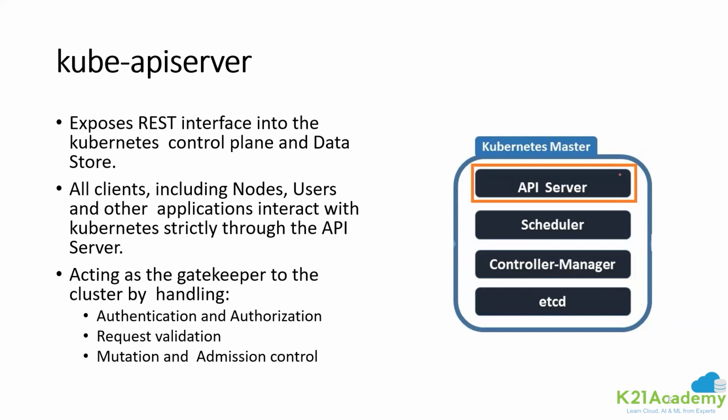It also helps in mutation and admission control, the governance, to have good governance at the cluster level, to maintain the standards: what you can deploy, what you can't deploy, from where you can pull the images, from where you can't pull the images. All of this is taken care of by the API server in basic layman terms. So the main job of the kube API server is that it is like a gatekeeper, and authentication, authorization, request validation, mutation and admission control are taken care of by the kube API server. This is a very important component.